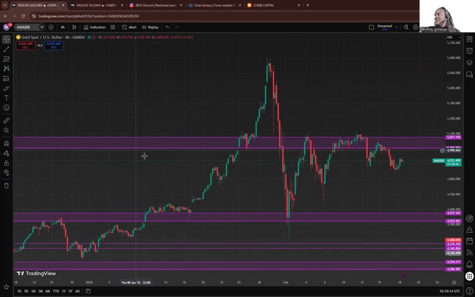So starting off with gold. Gold has been at the mid-range between the zone of 5,077.155 and 5,005.884. And my working range on the 4-hour time frame, now this is a bigger picture, is from this demand at 4,577 and 4,523, all the way to the highs of 5,600 and back to that demand of 4,577 and 4,523. That range was filled. Then you saw price rally all the way to the mid-range at 5,077 and 5,005.